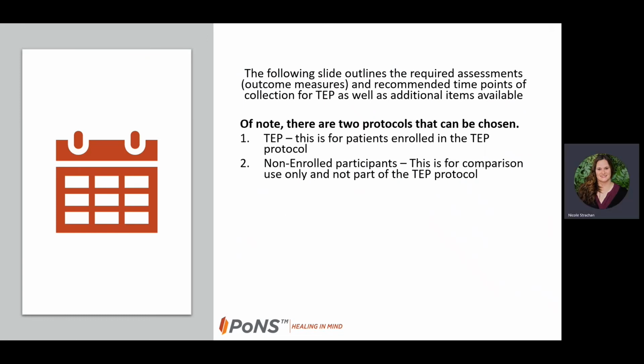Please note that you'll have access to 2 different protocols when creating a new treatment program and metrics for your TEP patients. The 2 protocols are, number 1, PoNS TEP. This is the protocol to be followed for patients enrolled in TEP that meet the inclusion and exclusion criteria. And number 2, non-enrollment TEP. This is the protocol to be followed for patients who are not enrolled in TEP, rather a comparison to those who are.